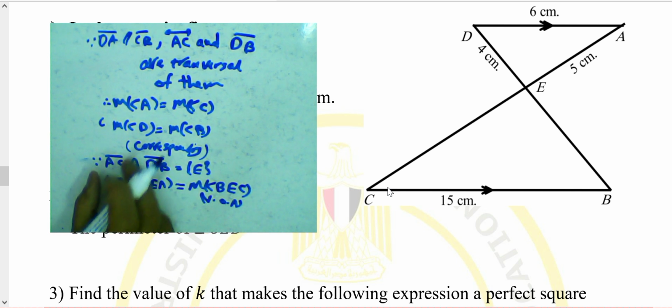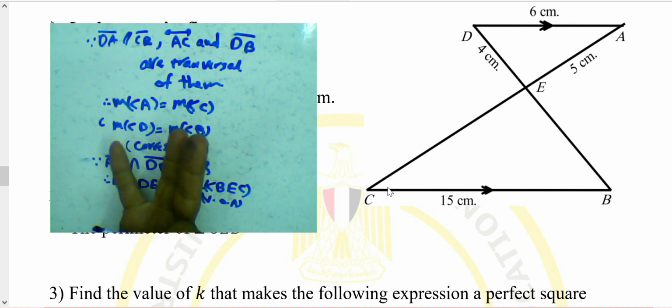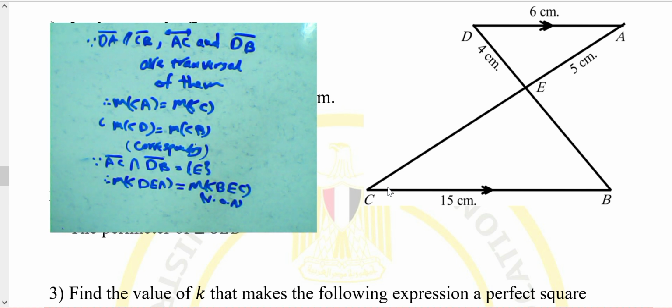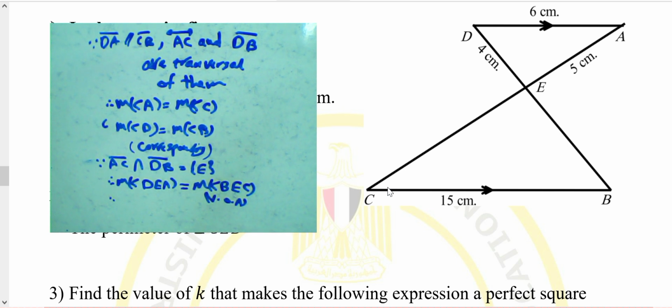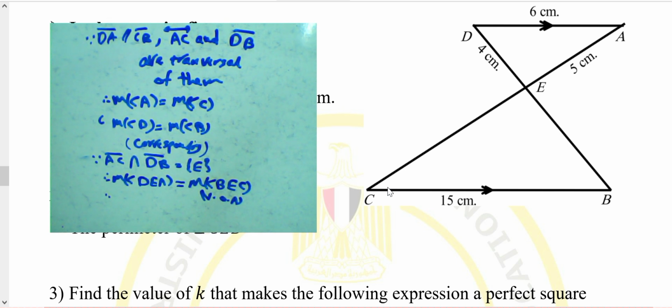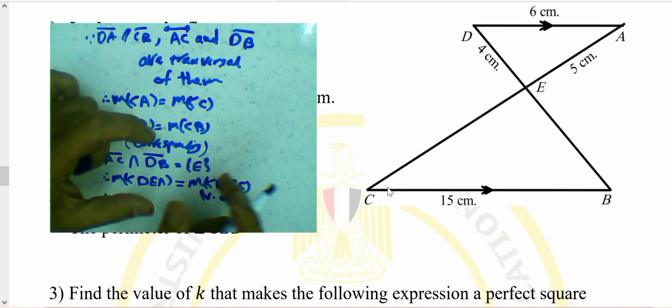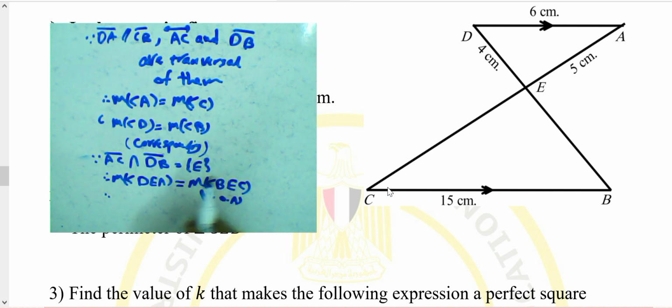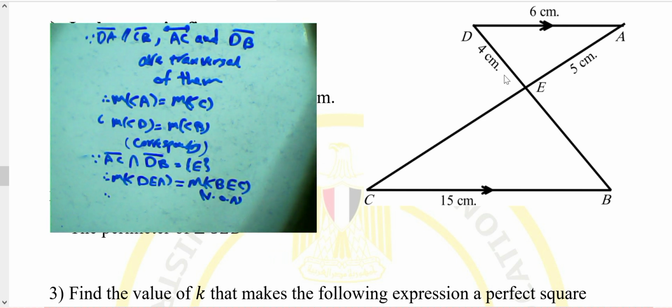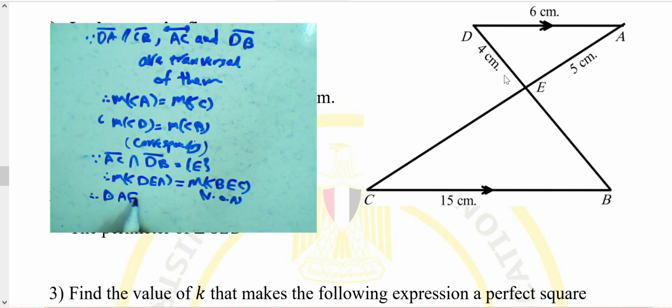Then the two triangles will be similar, because the three angles in the first triangle equal the corresponding angles in the other triangle. Not congruent, we call it similar. Congruent if all sides are equal in length, like AE equals EC and ED equals EB. They would be congruent, but in this example we call it similar, not congruent. Then triangle AED is similar to triangle CEB.